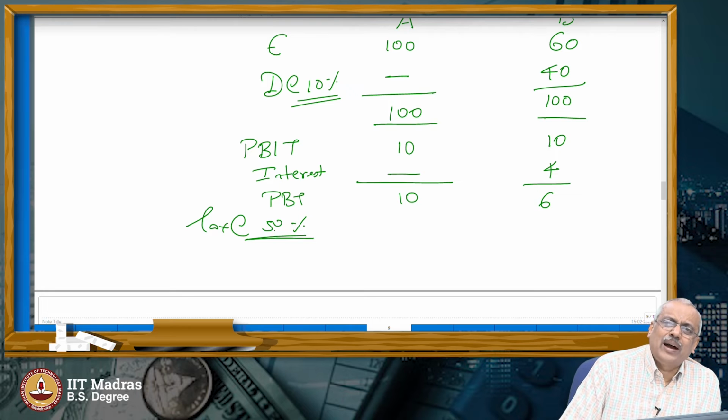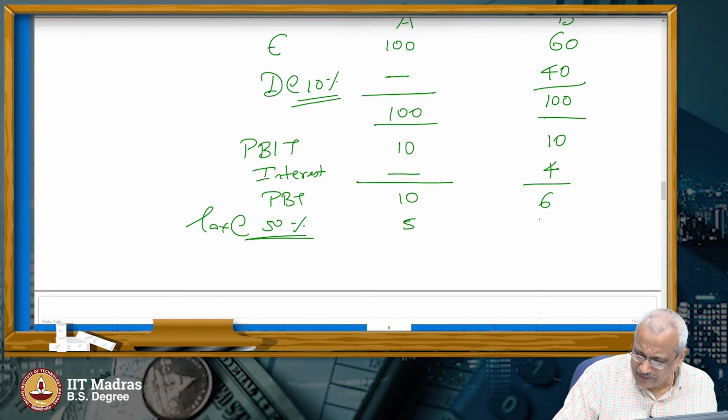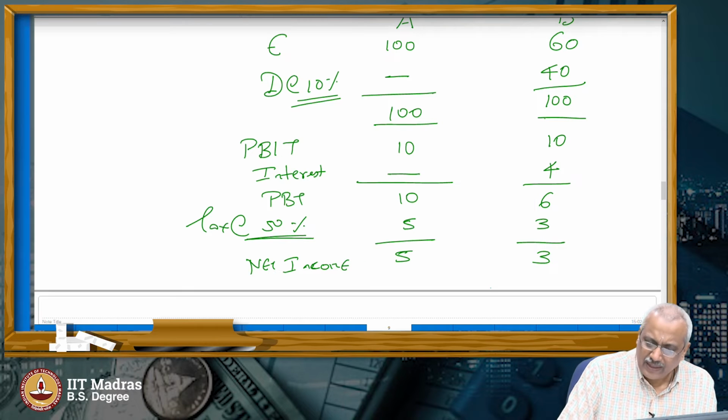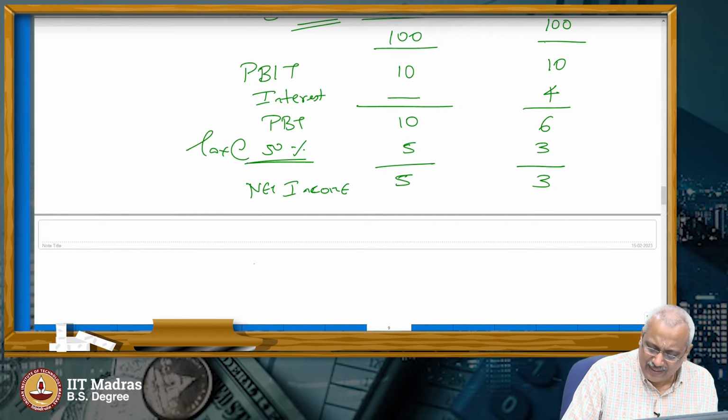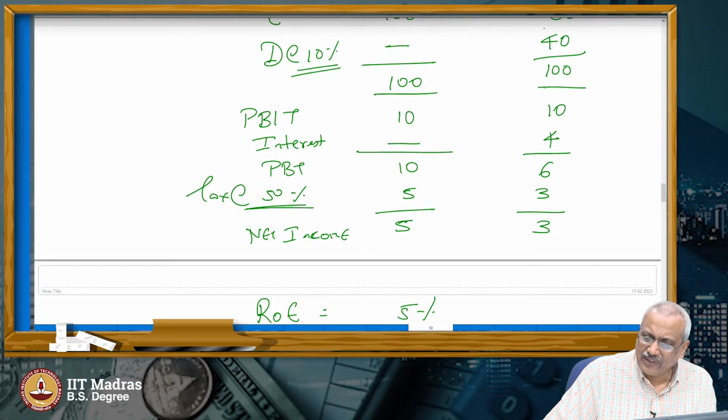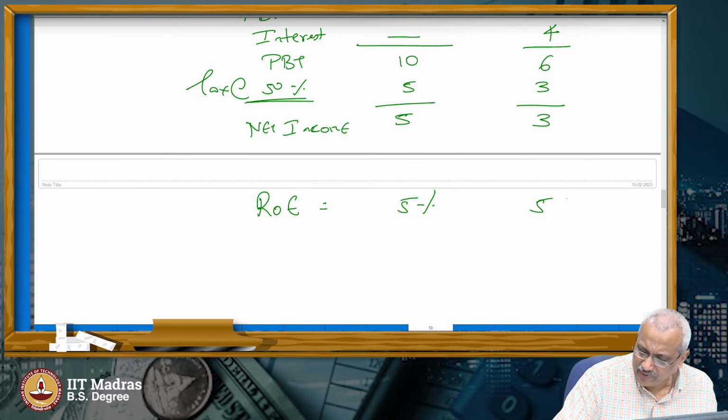I think I used almost the same example when I taught return on capital employed or return on investment. So, 50% tax. What happens? $5 goes, $3 goes out here, and this $5 and this $3 is what is called the net income, or return to the shareholders. So basically return on equity is what? $5 on 100, 5%. $3 on what is the equity? Equity is $60. So again 5% out there. Beautiful.